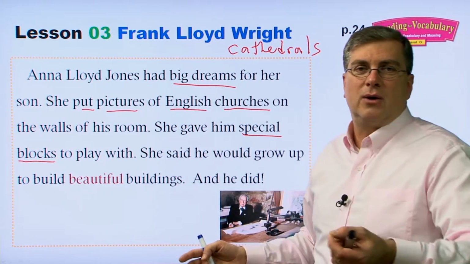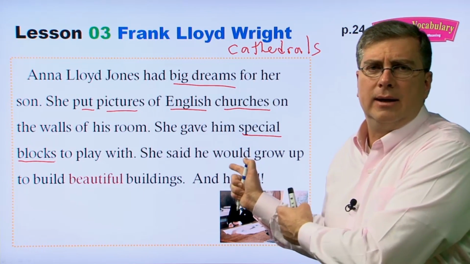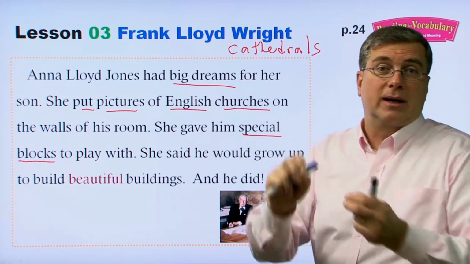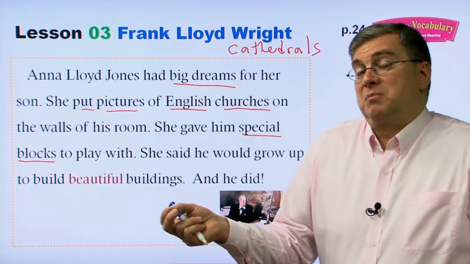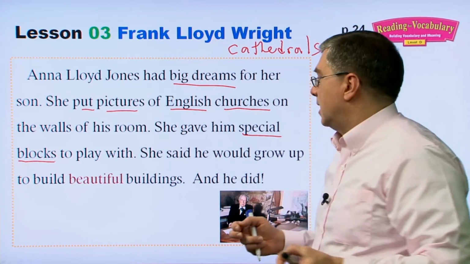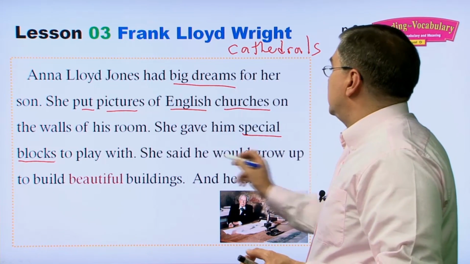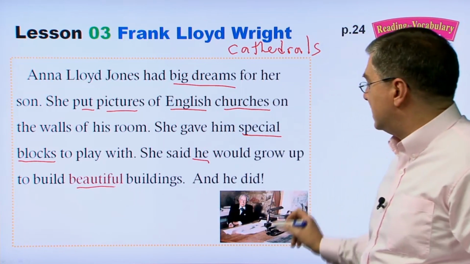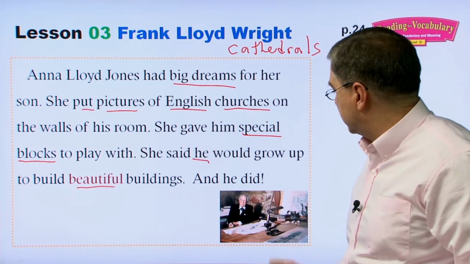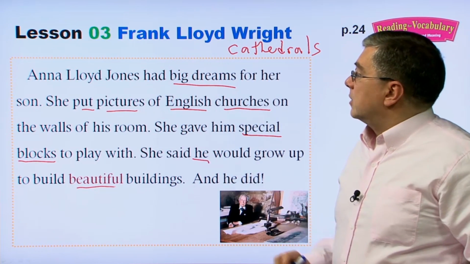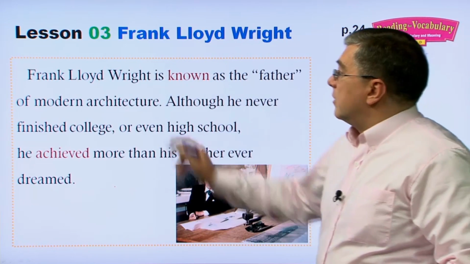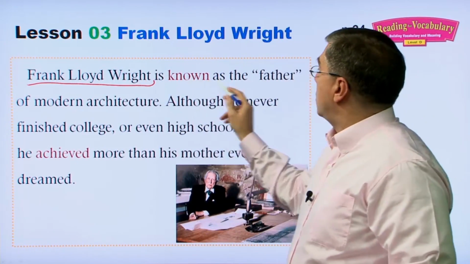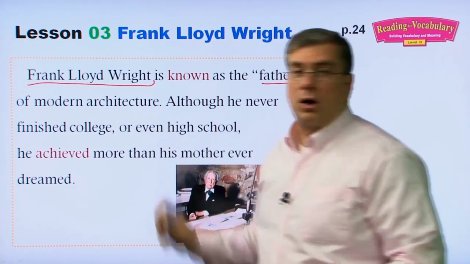Special blocks you can think of now as Lego. I don't think they had Lego back then, right? But now if you want to play with special blocks, you buy a Lego set and you can build things. And if you're good at it, who knows? Maybe you should be an architect, right? A builder. She said her son would grow up to build beautiful buildings. And he did. And there he is with his plans for building a new building. So he was successful. He became an architect. So Frank Lloyd Wright, the son in the previous passage, is known as the father of modern architecture.